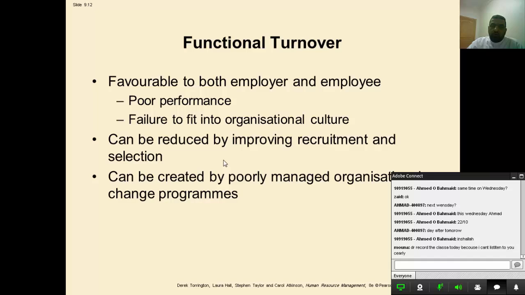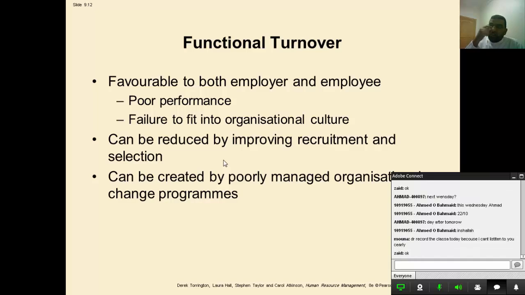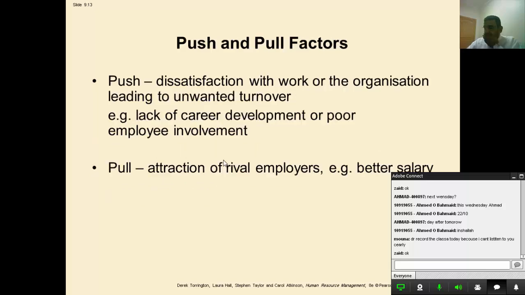Functional turnover means that you as an employee functionally cannot complete the job, because, as I said before, there is no fit between you and the organizational culture. This is what we call functional. Or, for example, sometimes the work that you do is not suitable for you, not good for your experience and your skills. Then you try to leave this job and find another job.